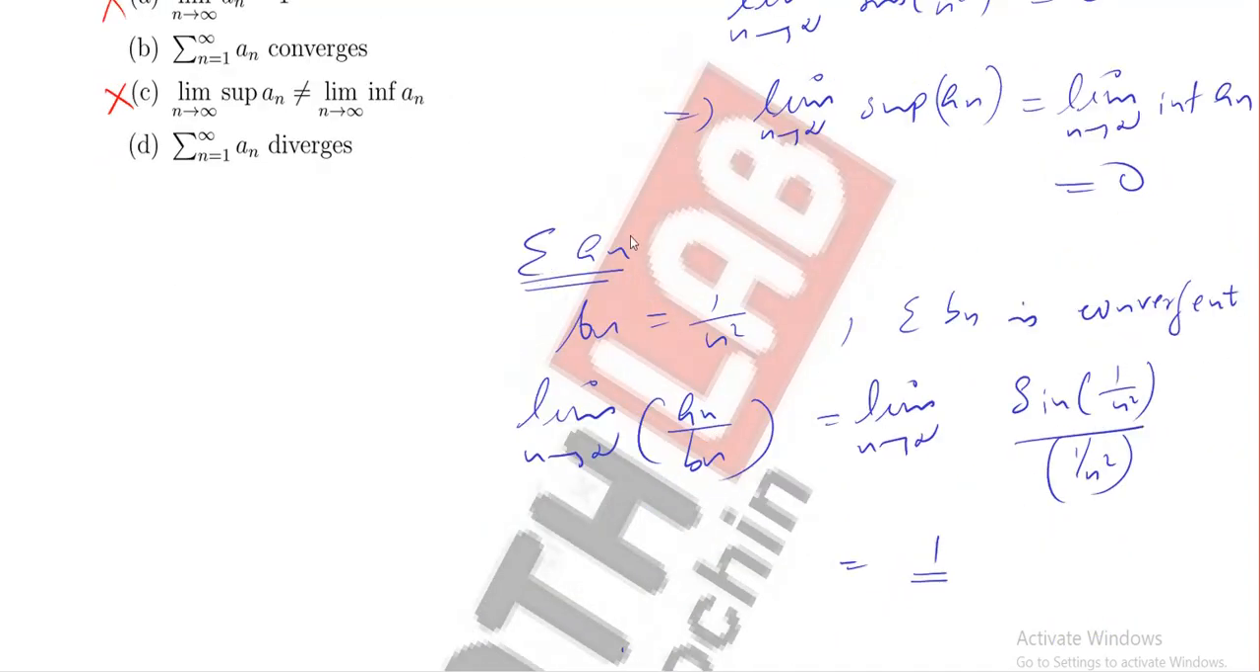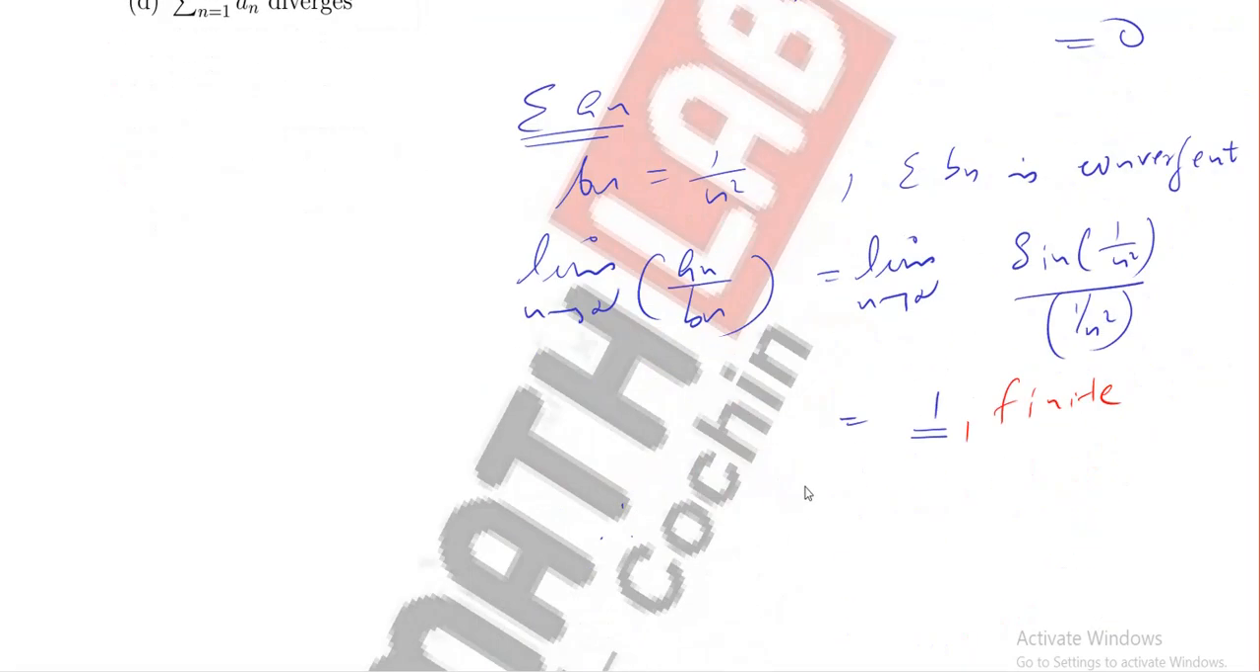Now consider the series sigma a_n. You choose b_n equal to 1 by n square and apply the limit comparison test. So limit n tends to infinity a_n by b_n is equal to limit n tends to infinity sine of 1 by n square by 1 by n square. And as n tends to infinity, it is like sine x by x going to 0, and that has value 1. Therefore, this is a finite quantity. And sigma b_n is convergent, therefore sigma a_n is also convergent by the limit comparison test.